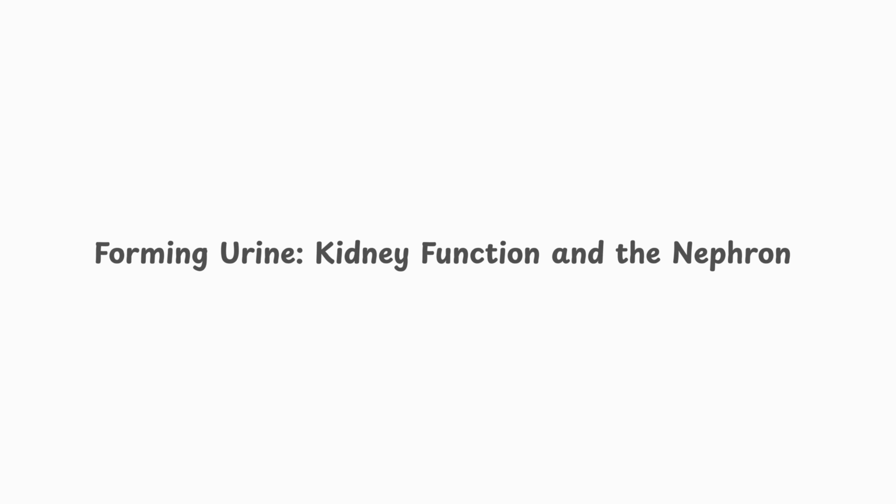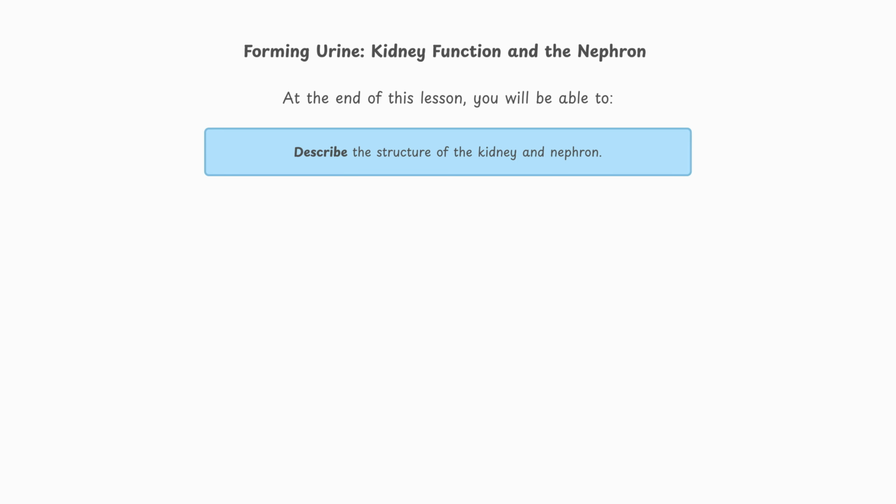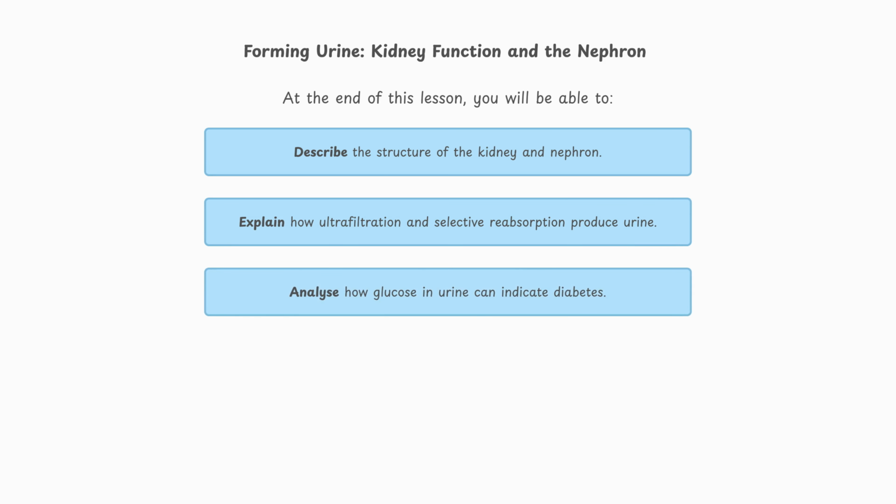Hello and welcome to this lesson on forming urine, kidney function, and the nephron. By the end of this lesson, you should be able to describe the structure of the kidney and nephron, explain how ultrafiltration and selective reabsorption produce urine, and analyze how glucose in urine can indicate diabetes. In this lesson, we will follow the journey of blood through the kidney and discover how urine is formed. Let's get started.